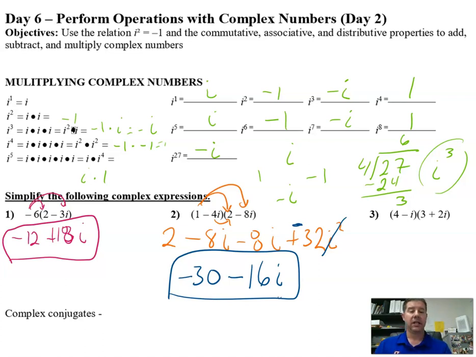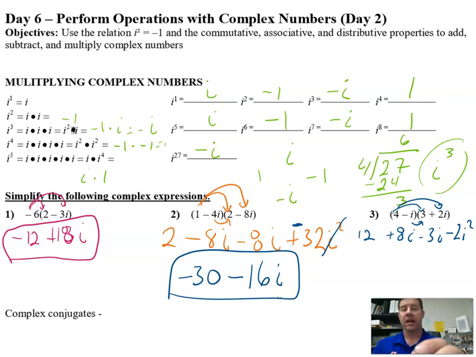All right. Let's try this one more time here. 4 times 3 is 12. 4 times 2i is 8i. Negative i times 3 is minus 3i. And negative i times 2i is minus 2i squared, because there's really a negative 1 in front of the i, so negative 1 times 2 is negative 2, and then i times i is i squared.